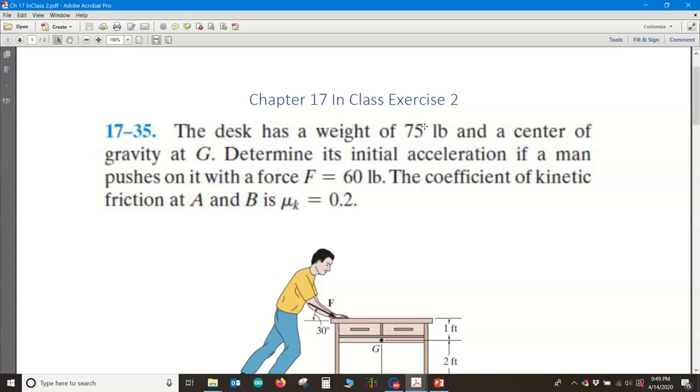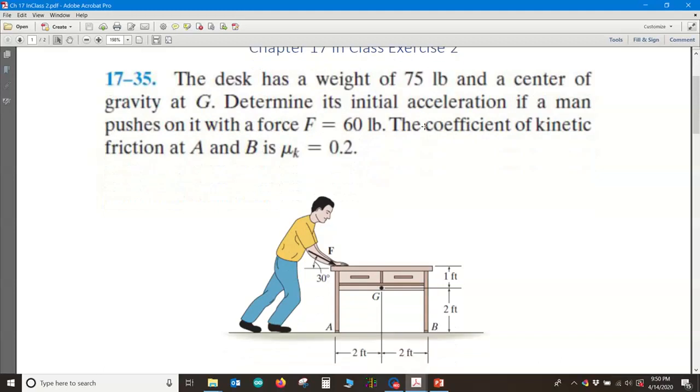So let's try a different approach just to break the continuity. Let's read the problem statement for the first problem. There are 3 problems in this in-class exercise, and all the problems are for rectilinear translation motion only for a rigid body. The desk has a weight of 75 pounds and a center of mass and center of gravity at G. Determine its initial acceleration if a man pushes on it with a force F equal to 60 pounds as shown in the figure. The coefficient of kinetic friction at A and B is 0.2.